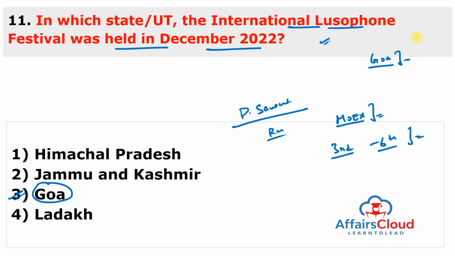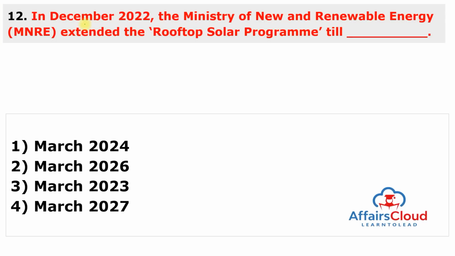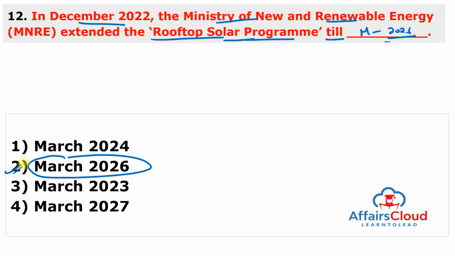Moving to the next question. In December 2022, the Ministry of New and Renewable Energy extended the Rooftop Solar Program till which year? The month is March and the year is 2026. So, the answer to this question is second. Static question. The Ministry of New and Renewable Energy has extended the Rooftop Solar Program till March 2026.